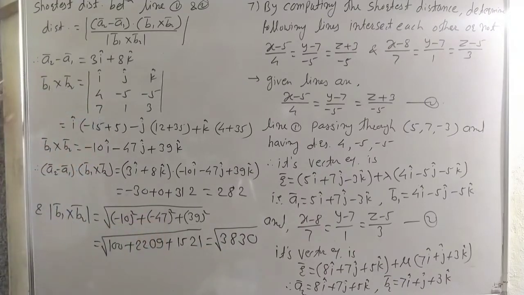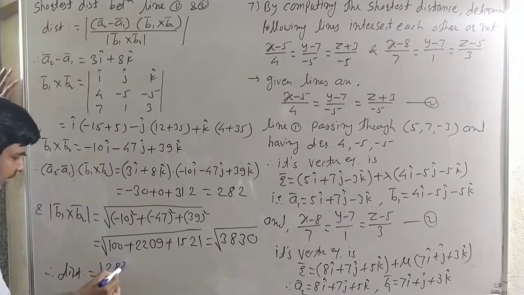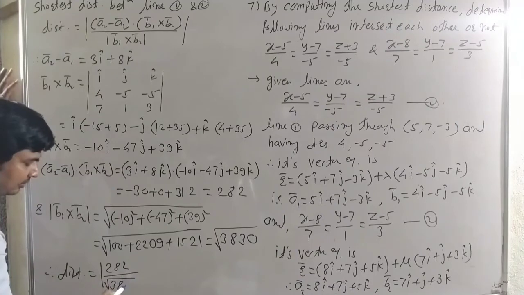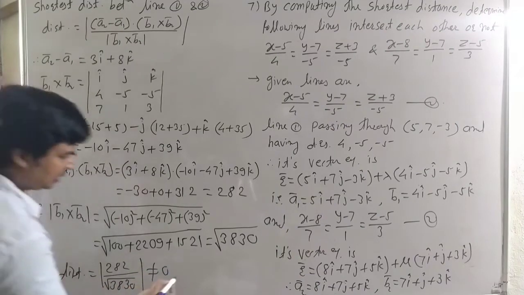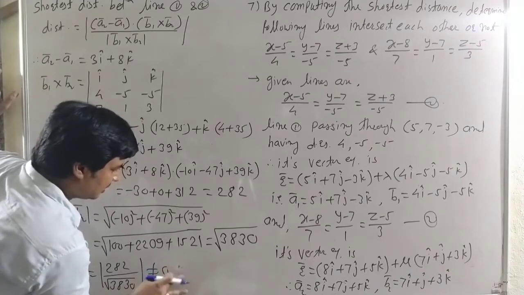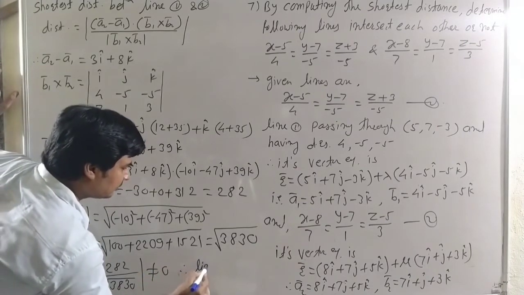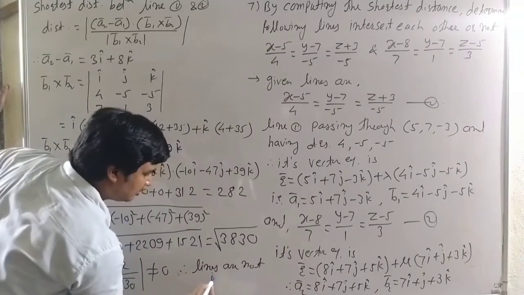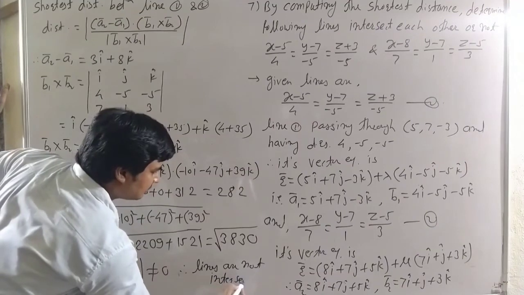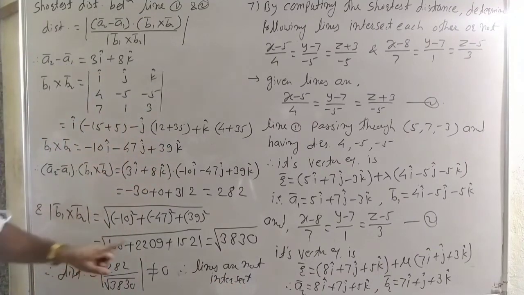Okay, now it is the magnitude, and therefore distance is equal to 282 upon under root of 3830, which is not equal to 0, and therefore the last answer is that the lines do not intersect. Okay, lines do not intersect, it is a distance. See the calculation carefully.